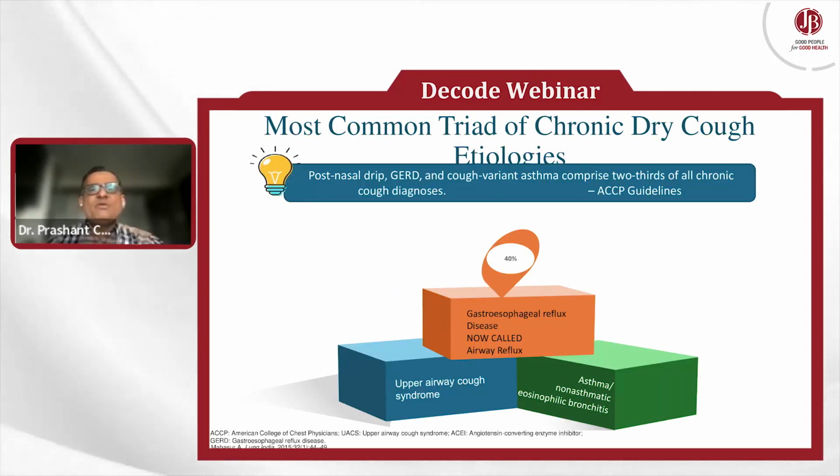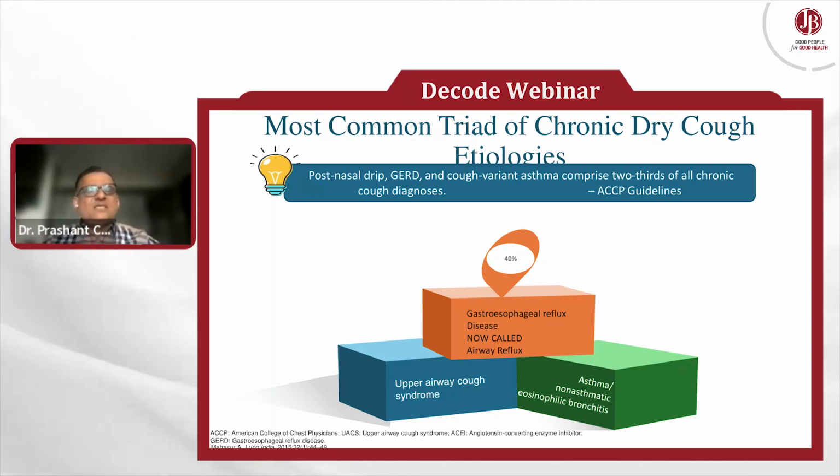Now, what are the most common reasons for chronic dry cough? We've put this up here, and it's very important. Gastroesophageal reflux, or airway reflux, amounts to almost 40%. So reflux is something that we have to look for. Upper airway cough syndrome is also very important, often missed and not treated adequately. I would say maybe the diagnosis is made but not treated adequately in terms of the duration of therapy. And then, of course, you can have asthma and non-asthmatic eosinophilic bronchitis.